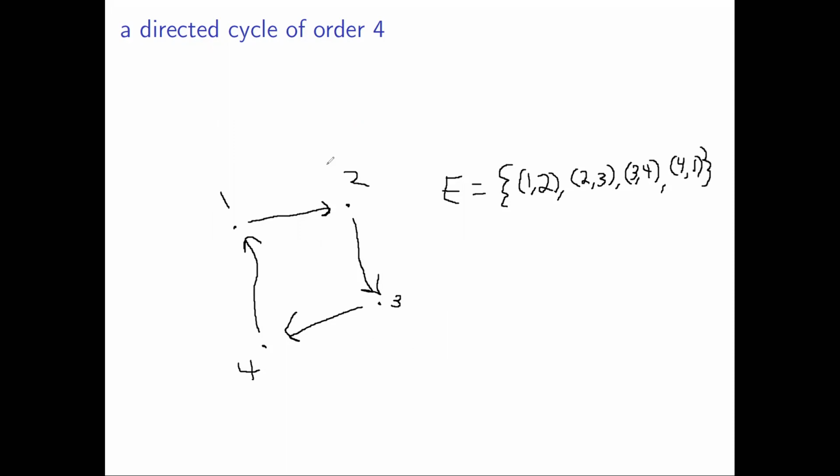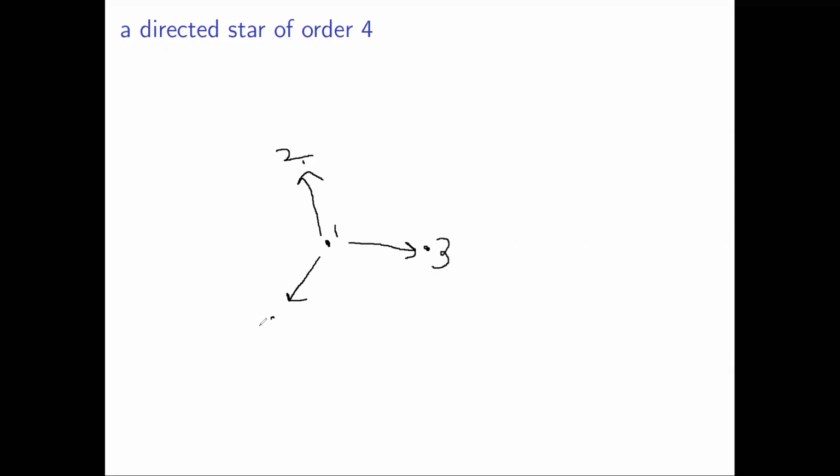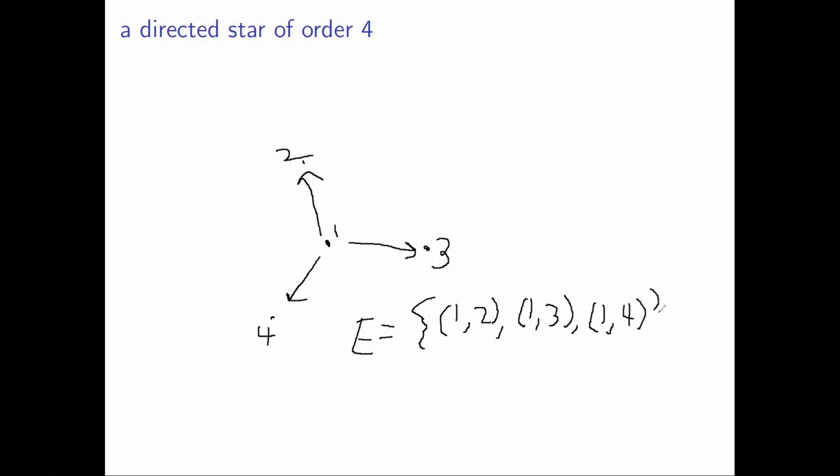We'll look at one more example. A directed star of order 4. Let's look at this one. And we'll say the center is 1, and the others are 2, 3, and 4. Here, the relation, the edge set, can be written as so. So we just saw a few examples of relations, and each of these relations were just the edge sets of directed graphs.